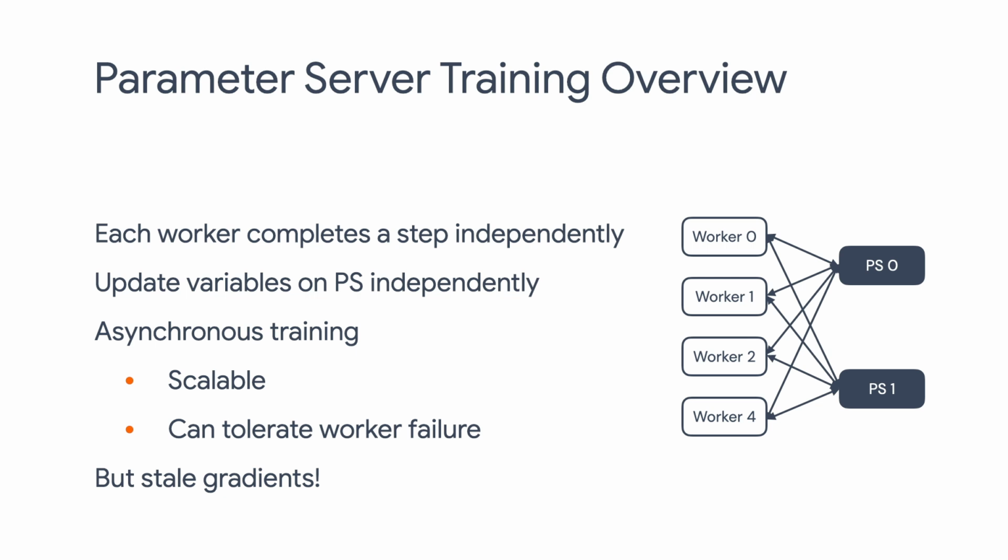Each worker completes a step independently, and they update variables on parameter servers independently. So this is why it is also called asynchronous training. It is scalable because the workers don't have to wait for each other. And also because of this, it can tolerate some worker failure. But there's a stale gradient problem.